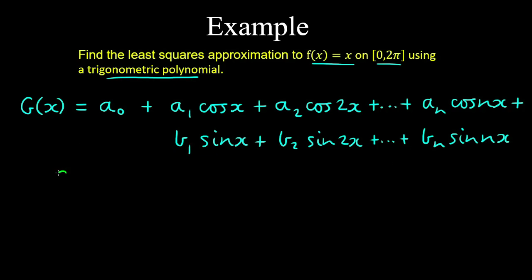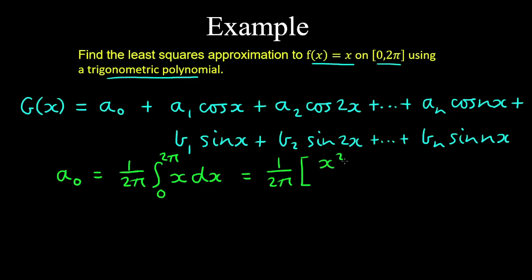And the Fourier coefficient a0 was 1 on 2 pi by the integral of our function, which is x in this case, with respect to x, from 0 to 2 pi. So evaluating the integral, we have 1 on 2 pi by x squared on 2, evaluated from 0 to 2 pi. So what we get is 2 pi squared on 2 by 2 pi, which is 2 pi on 2, or pi.